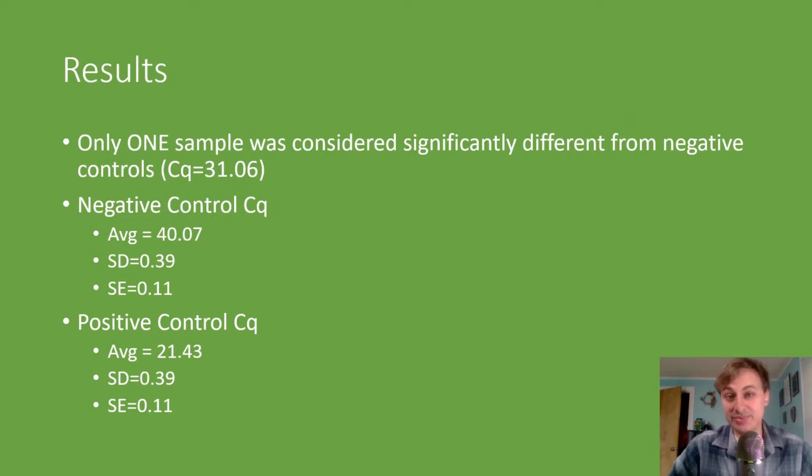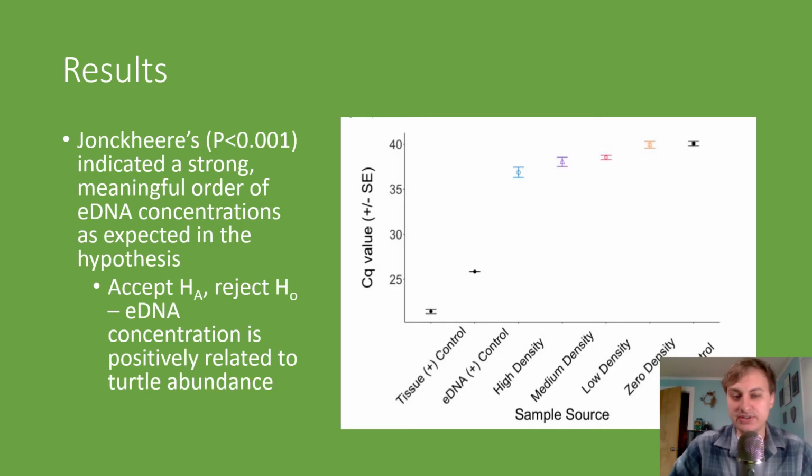Only one sample was considered significantly different from background variation, which is crazy. So that CQ value is 31.06, which is also not exactly low, considering that they had small ponds with a known number of turtles. So to give you an idea of how that fits in with the data here, their negative controls had an average CQ of 40, with a pretty tight standard deviation and error, which is good. Same actually with the standard deviation and error for the positive controls. So it was really just right smack in the middle there, but their negative controls, and we're going to talk about this in a little bit, should not have even had a CQ value. So that's a little concerning.